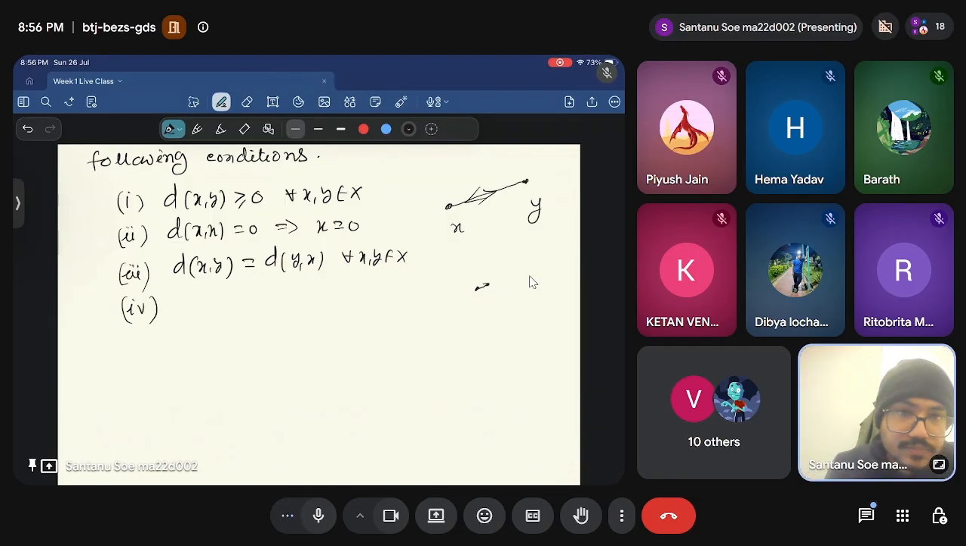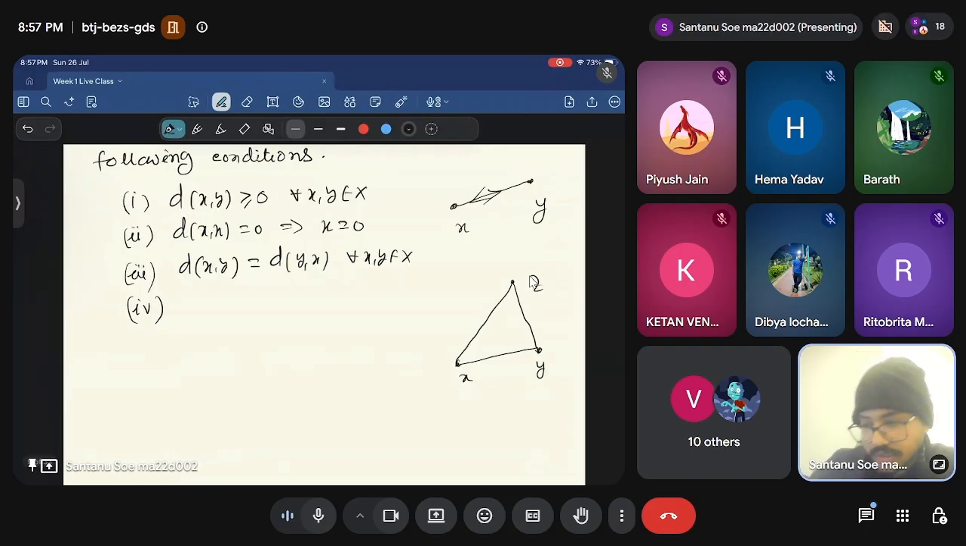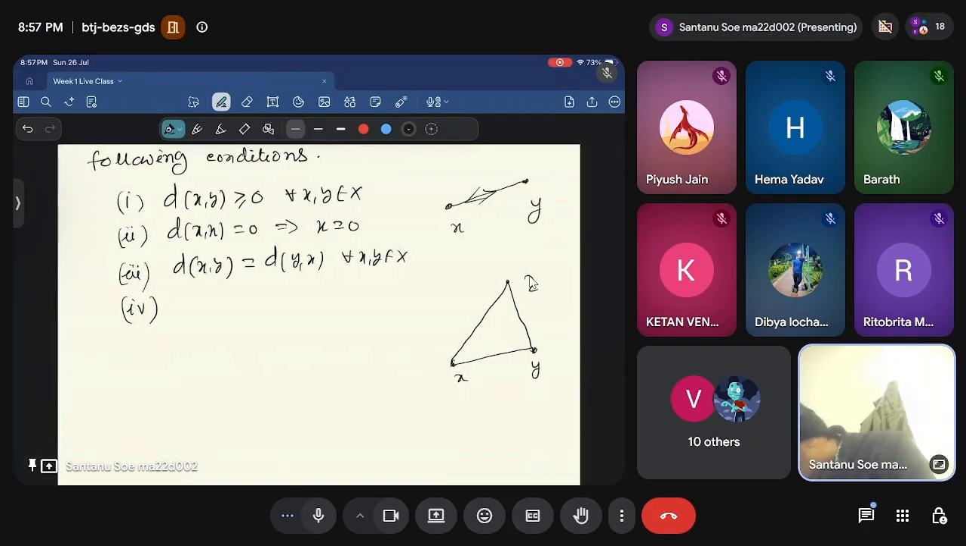And the fourth property is the triangle property, right? It says that if this is a point x, this is a point y, this is a point z, then the distance between x and z will always be less than or equal to the distance between x, y plus y, z, because this is how the triangle inequality works. So d of x, z will be less than or equal to d of x, y plus d of y, z, given x, y, z in X.